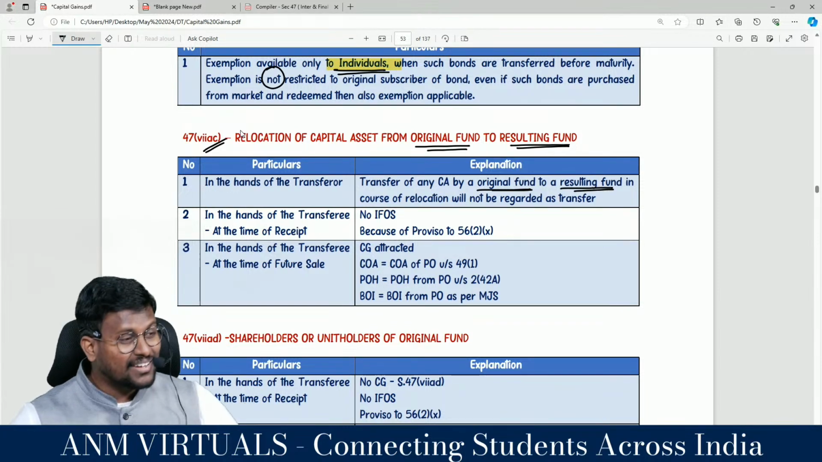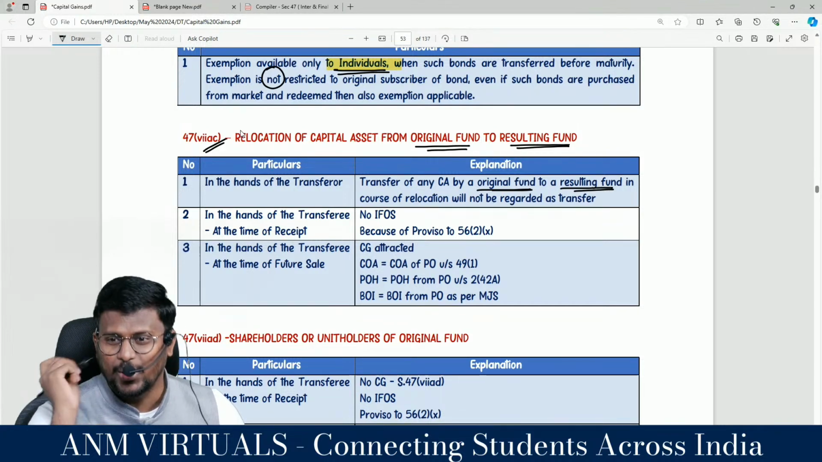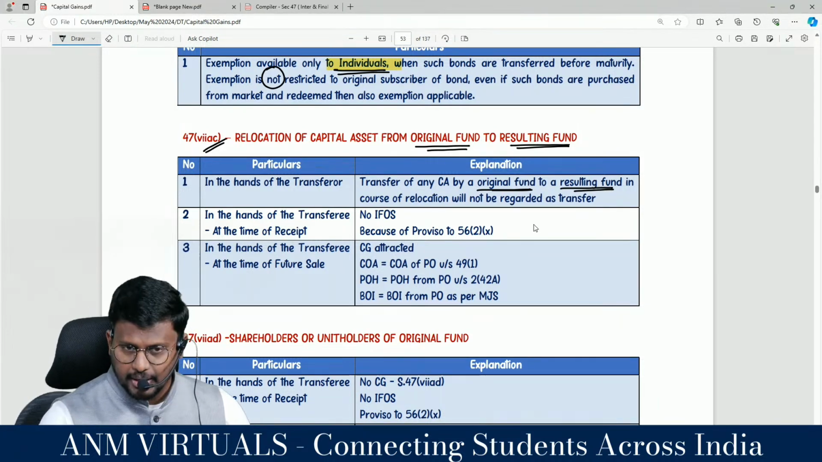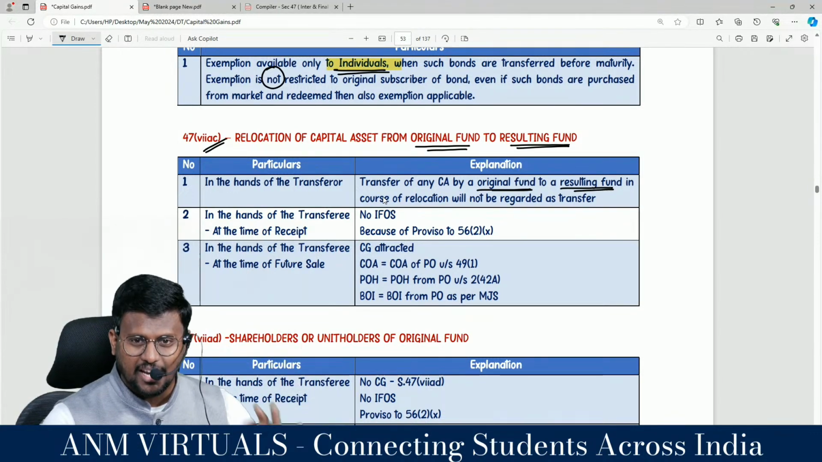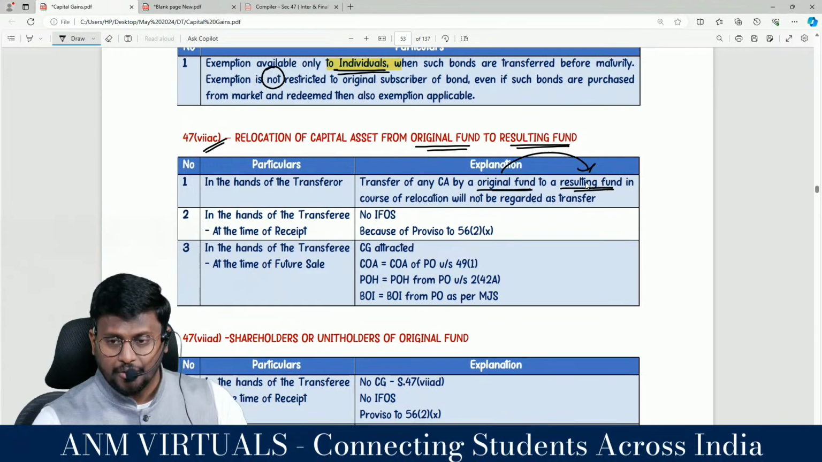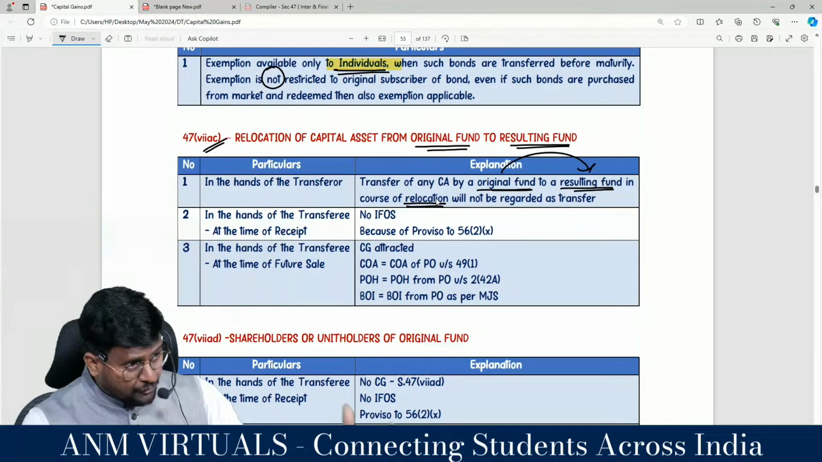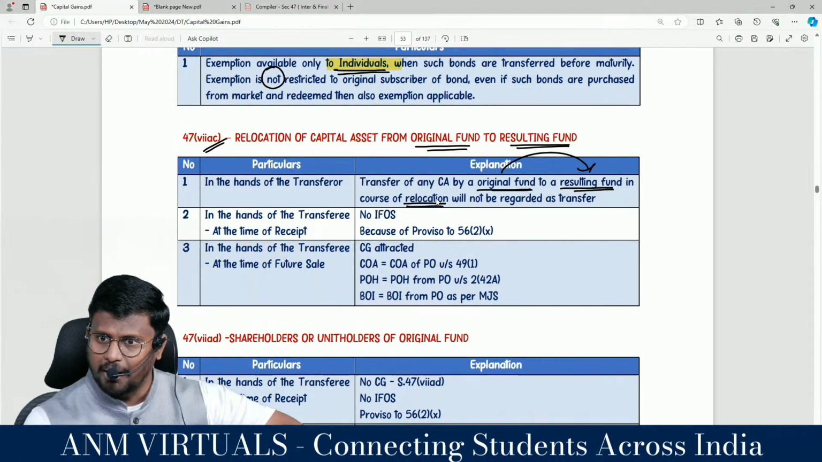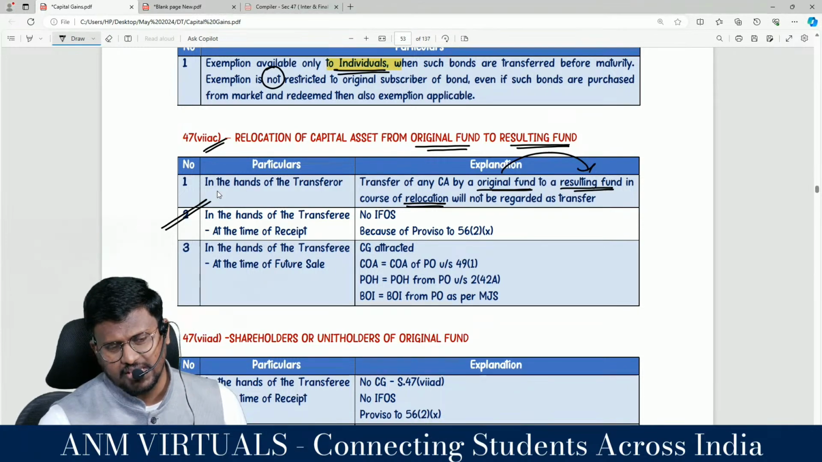Yes sir. Upon relocation of a capital asset from an original fund to a resulting fund, I am reading the NSR concept. Transfer of any capital asset by an original fund to a resulting fund in the course of relocation will not be regarded as transfer. If the resulting fund has got all the capital assets, don't get tense, no NOS because of the proviso to section 56 subsection 2.